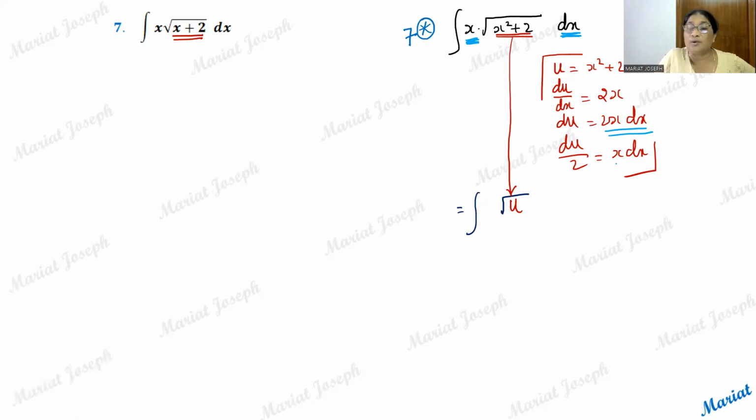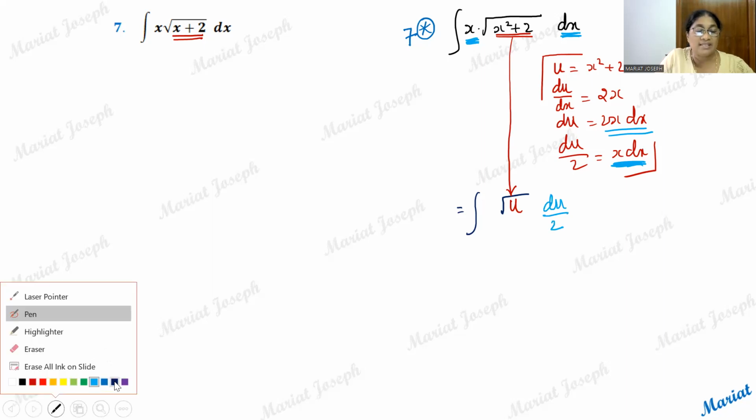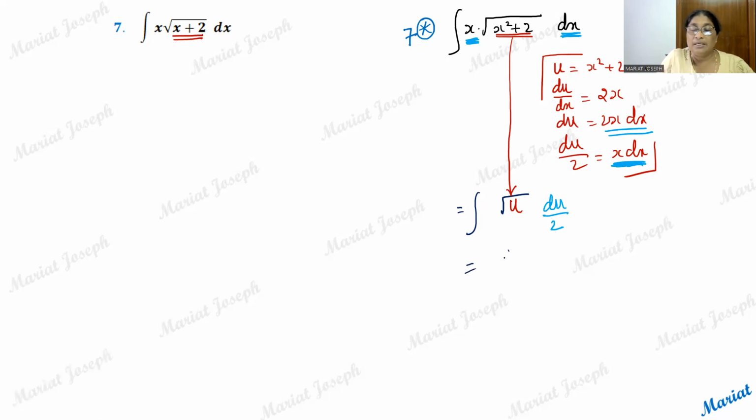Okay, Alina? Look, x dx. This x is already being replaced. So what should that be? Du by 2. Du by 2, that 2 is what we keep outside usually. So what is the next step, Alina? Integral. Can I take the 1 by 2 out?